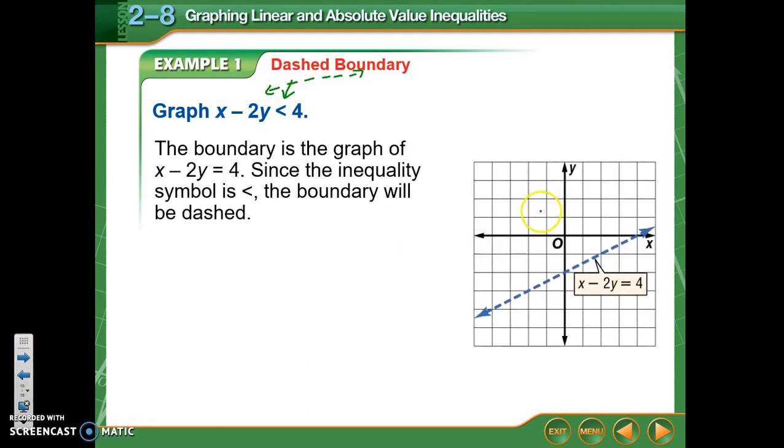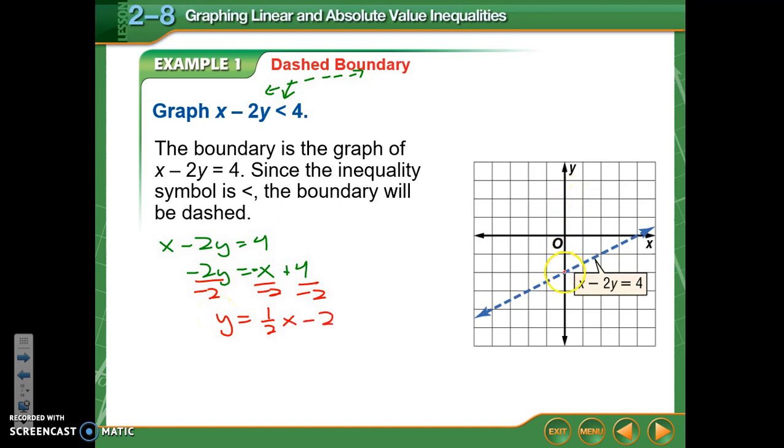So what we're going to do is we're going to graph the line. The way to do that, there's a couple different ways. We're actually graphing the line x minus 2y equals 4. And we can either solve it and put it in slope-intercept form. That would be negative 2y equals negative x plus 4. And then we divide everything by negative 2. So we end up with y equals 1/2 x minus 2.